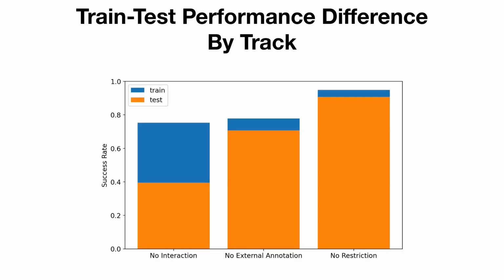Then, let's analyze the generalization performance, which is the gap between the training and test performance, for different tracks. It is very clear that the train-test performance gap is quite big when interaction is not allowed. Therefore, we can see interaction can effectively improve generalization when shape differences exist across training and test data.